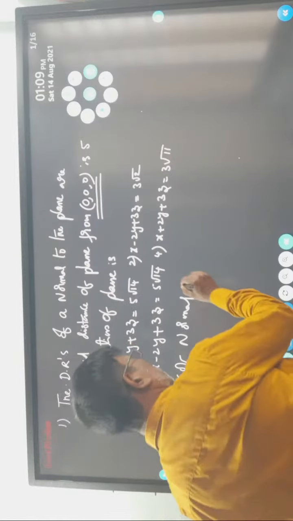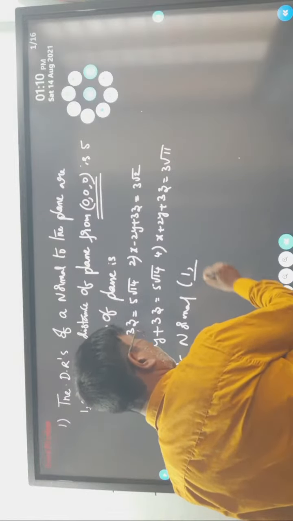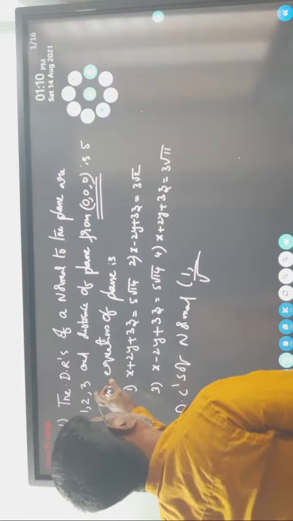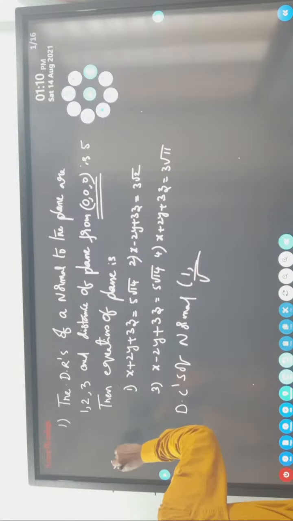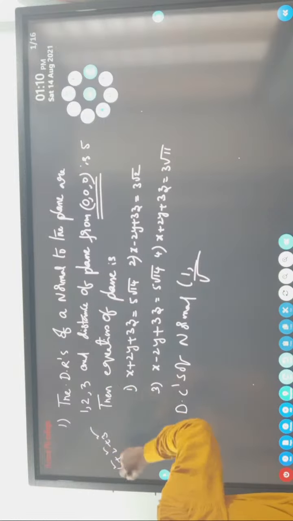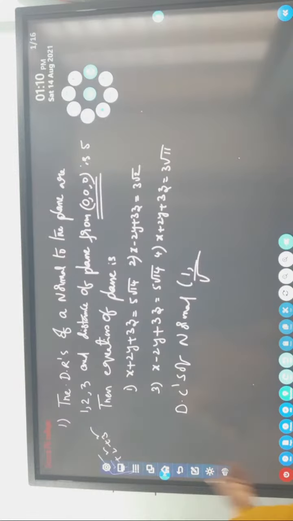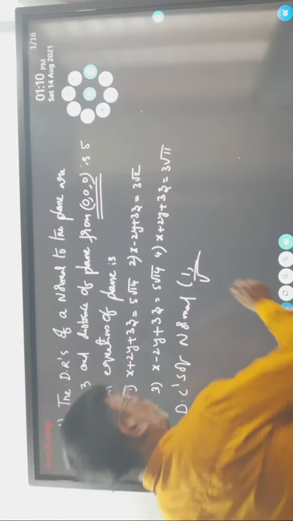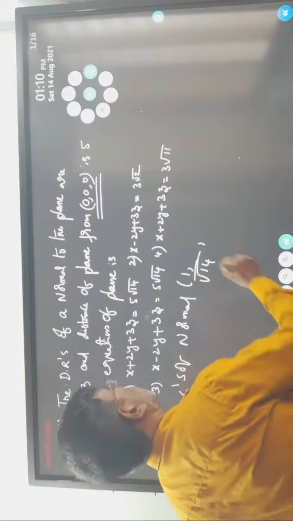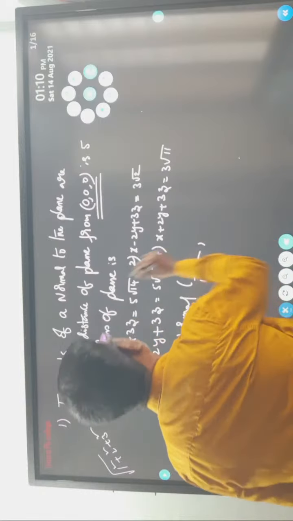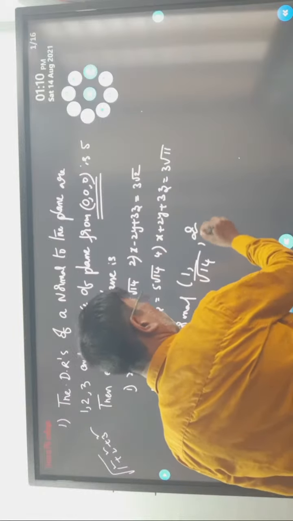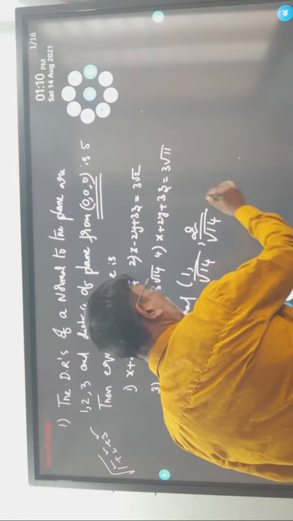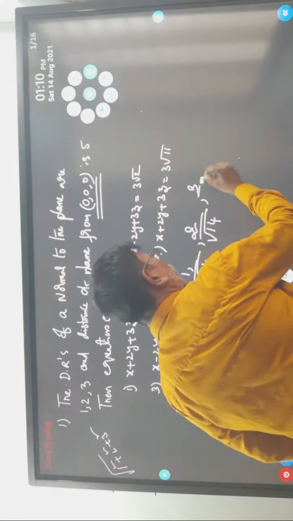The DCs of the normal are 1 by root of 1 squared plus 2 squared plus 3 squared. Find that: 1 plus 4 plus 9 is 14, so root 14. So the DCs are 1 by root 14, 2 by root 14, and 3 by root 14.